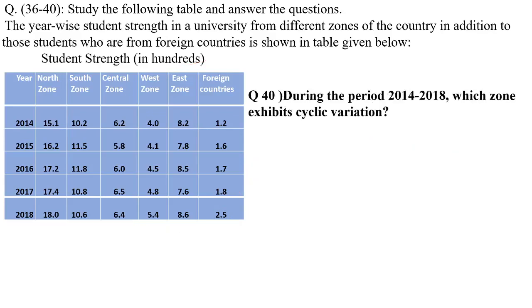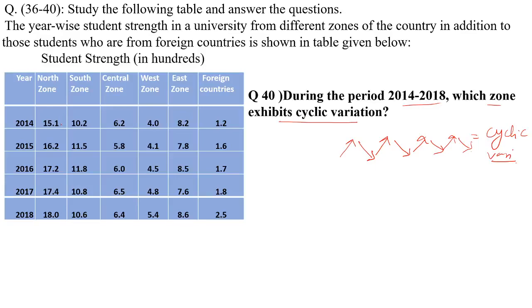Next question says, during the period 2014 to 2018, which zone exhibits the cyclic variation? See, basically cyclic variation means sometimes it goes up, sometimes it goes down. So continuous up and down flow is cyclic variation. Okay, so we have to see which zone exhibits the cyclic variation.